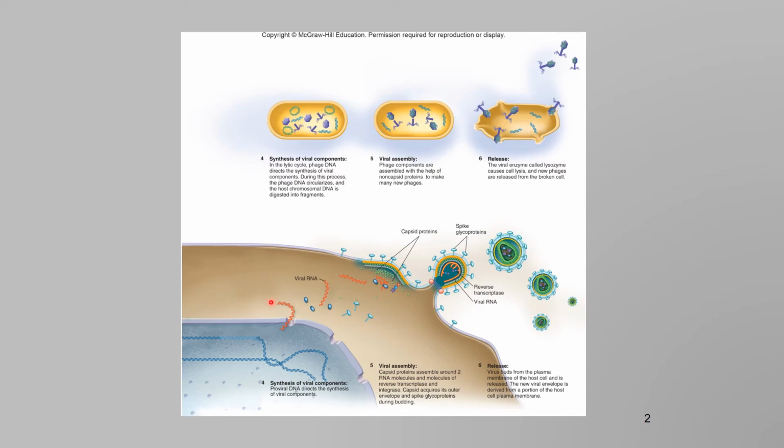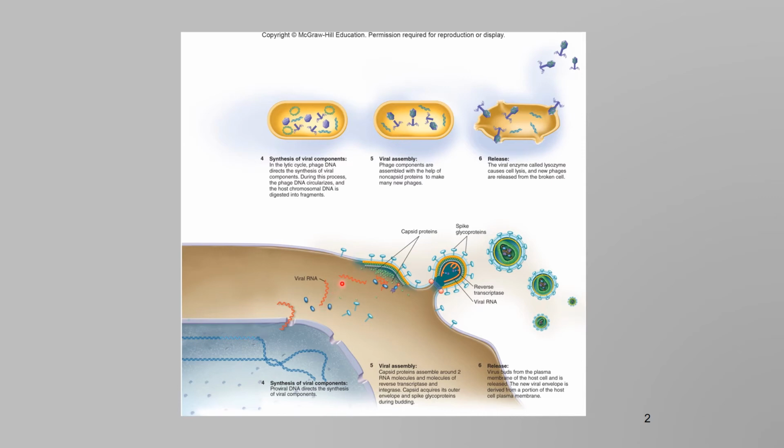Also, it's co-opted this machinery to make all these other parts and pieces, including the spikes that are going to go on the surface. So when this is all complete and all the parts are made, then those parts are packaged in the capsid, so genetic material plus anything it needs to take. In this case, we know it takes integrase and reverse transcriptase. So those are going to get packaged.